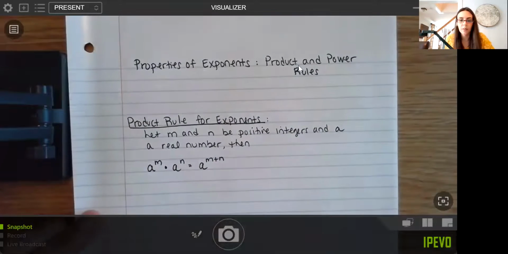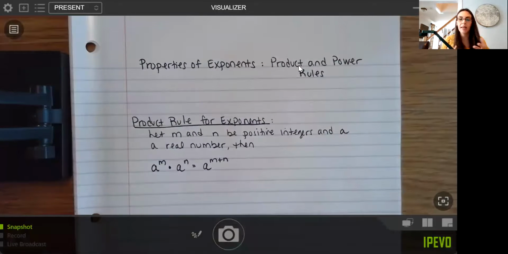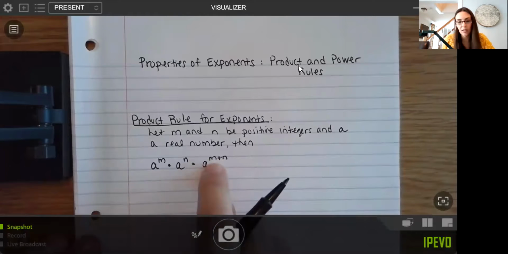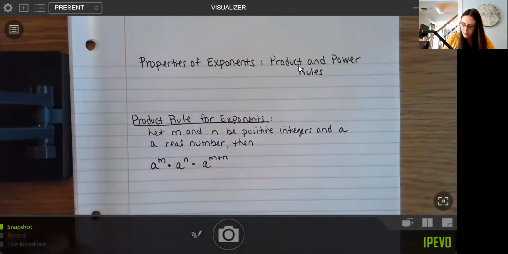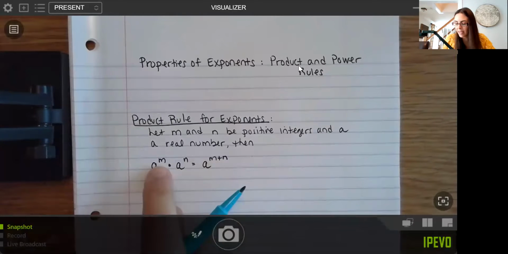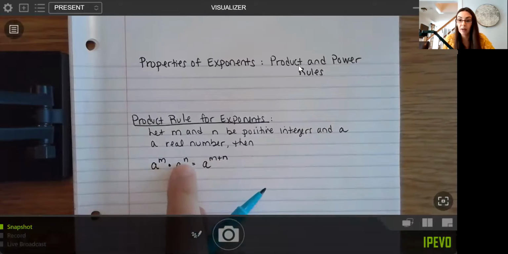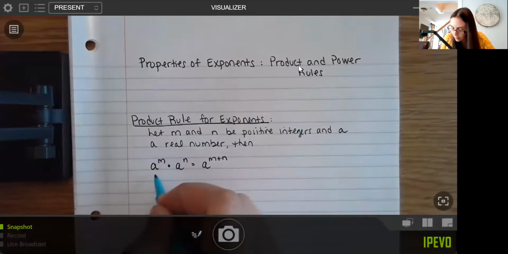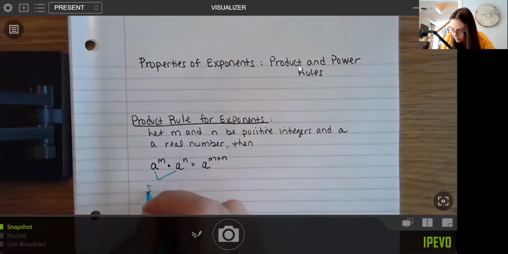So the product rule says, first of all, let m and n be positive integers here, and a a real number. Then when we're multiplying two different exponent expressions together with the same base, the shortcut is to just add the exponents. Now, I will say too that if m and n are actually not positive, even if they're negative or fractions or anything else, this rule actually still holds. But you'll see that we'll tend to focus on the more basic examples to start. So here, notice that we have the same base.